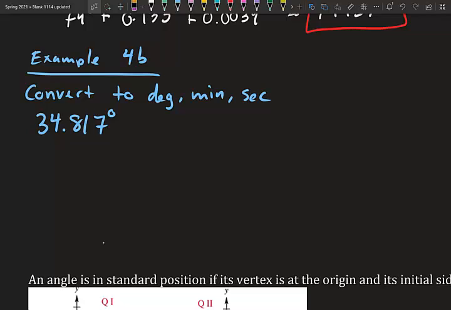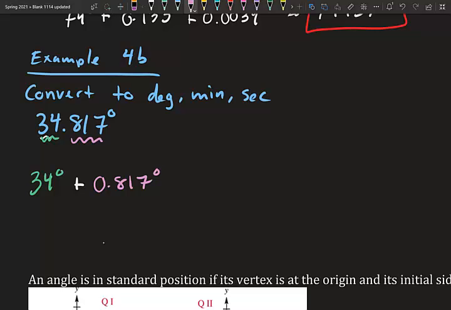Alrighty, so let's convert this to degrees, minutes, seconds. Of course, I'm going to show you by hand, and then I'll show you using our calculator. So the degree never changes. Keep it 34. That's going to stay the same. So we have 34 degrees. Then we need to add that to the leftover. The leftover is 0.817 degrees. So we just split it up.